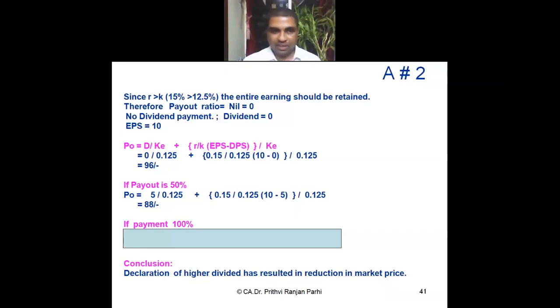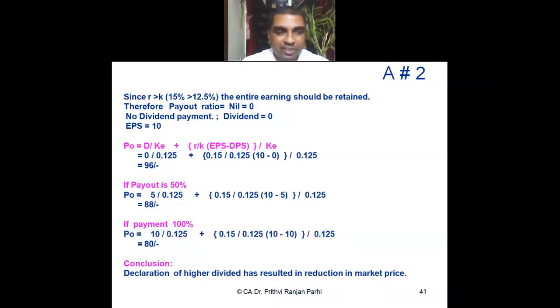Now, again solve assuming that payout is 100%. That means out of 10, the entire 10 rupees will be distributed. Solve the same question. Answer is 80. Okay, 80.